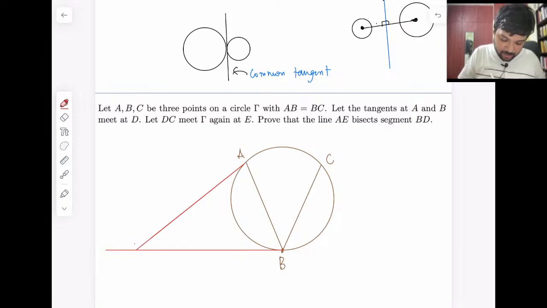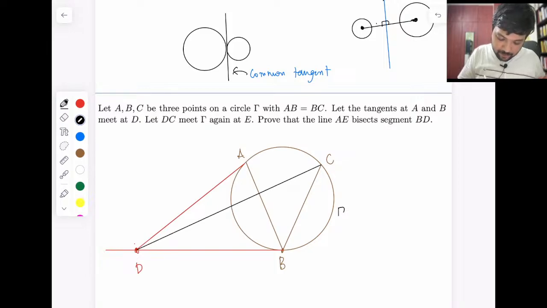Now this is D, and what is gamma? Okay, they meet at D. DC meets gamma at, what is gamma? Okay, this is gamma. DC meets gamma at E. Prove that AE bisects segment BD. Prove that if you join AE, second.